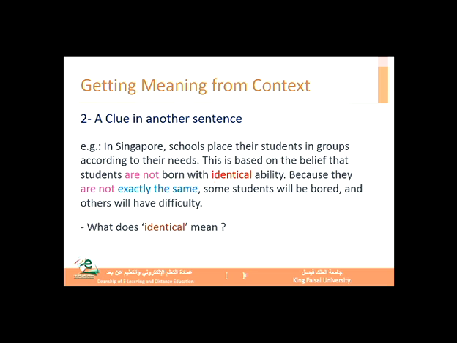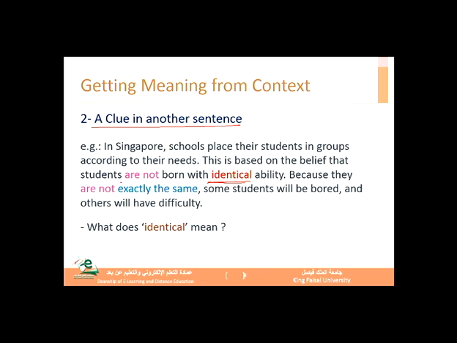Now the word that I want you to know the meaning of is the word identical. What does it mean? If it's a new word to you, we can use a clue in another sentence. All right? So it's not necessary that the meaning of this word is presented in the same sentence. Just continue reading and you might find another clue. So we read the sentence. This is based on the belief that students are not born with identical ability.